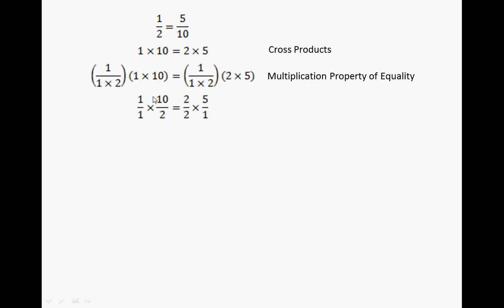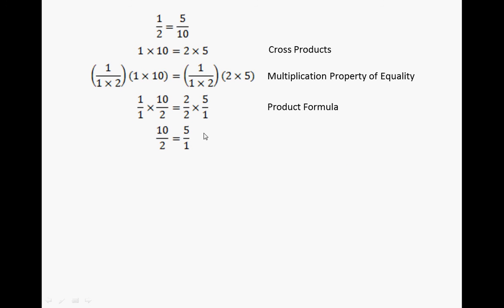Now what I have is 1 times 10 over 1 times 2, and because of our product formula, which we mentioned in the previous example, this can be split up as 1 over 1 times 10 over 2 and 2 over 2 times 10 over 1 or 5 over 1. If you were to multiply these out, remember this is still true. This would still be 10 over 2 is equal to 10 over 2.